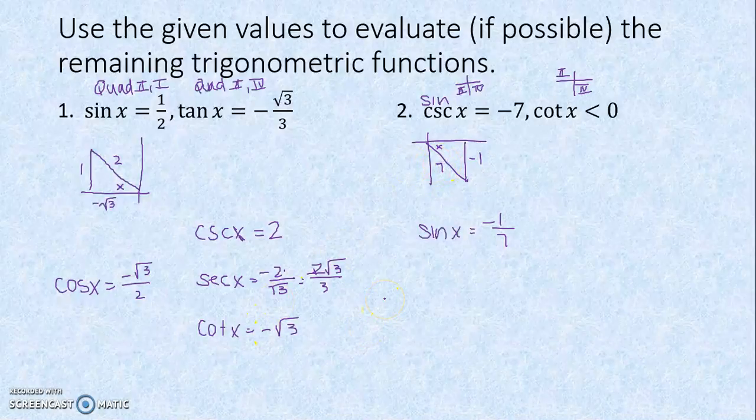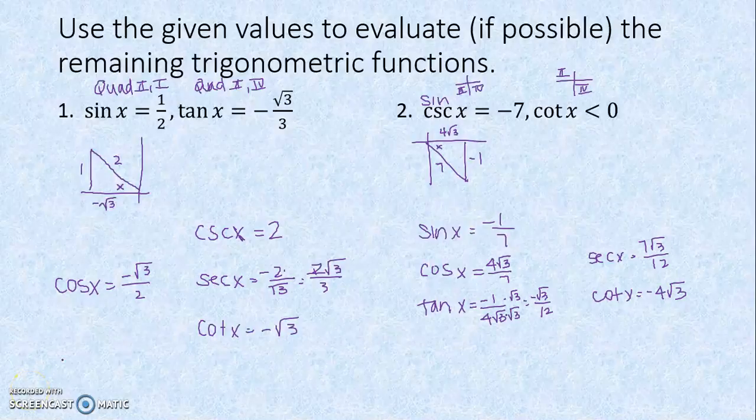From there I get, with Pythagorean theorem, that this adjacent side is going to be the square root of 48, but you can simplify that to 4 radical 3. Positive, because of which quadrant it's in. And now I have all my sides, so I can go on and fill in the rest of my trig functions. So pause this and go ahead and try to fill those in, making sure you rationalize whenever needed. There you have them. Make sure again that you rationalized if needed.